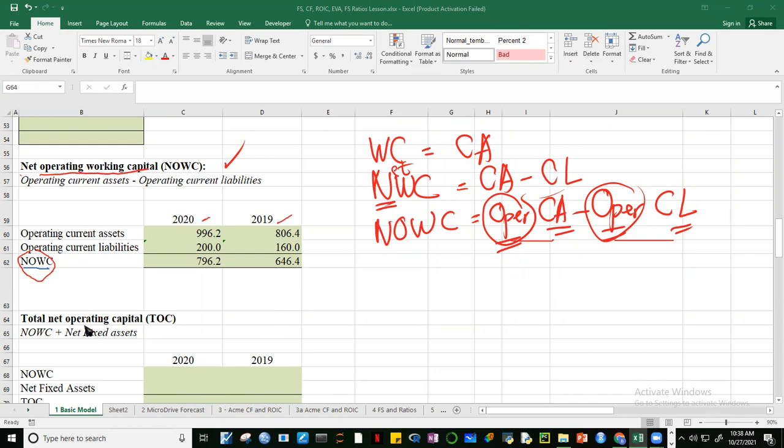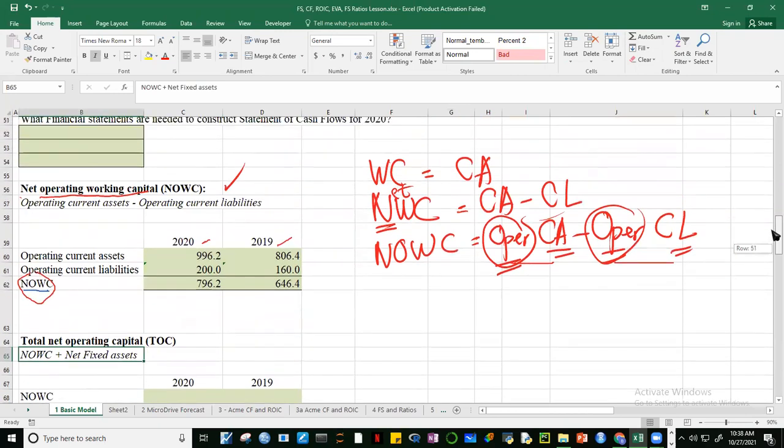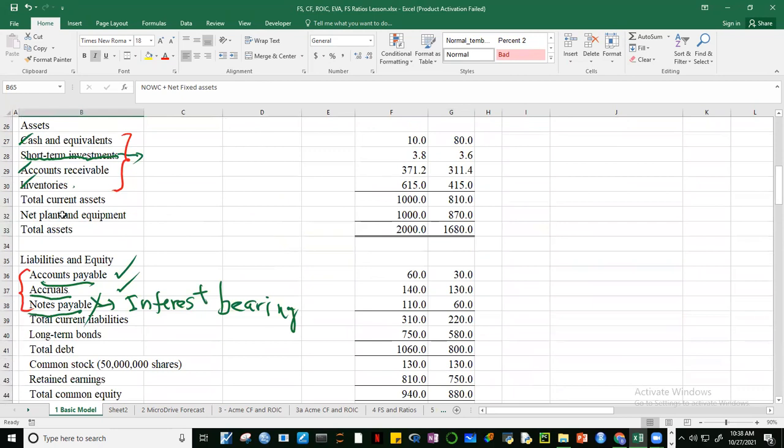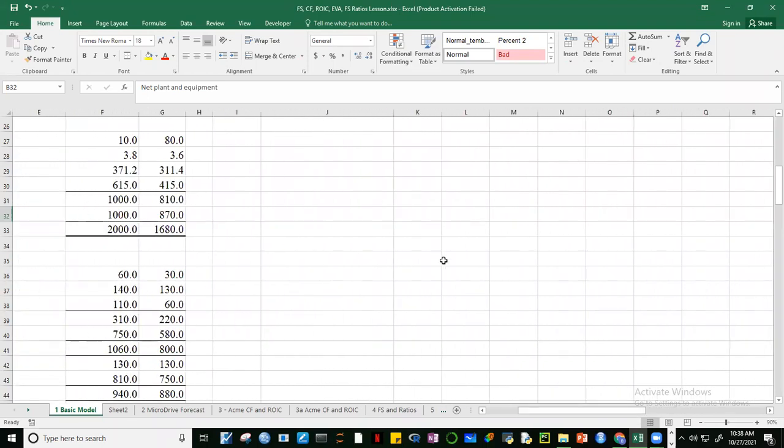The next, guys, is TOC. TOC is net operating working capital plus net fixed assets. Please take note that this is net fixed assets and not gross fixed assets. What are we given in our balance sheet? What we're given in the balance sheet is our net plant and equipment. Now, what did we learn? What did you learn from your accounting subject? How do we generate the net? So this is net PPE, net property, plant, and equipment. How do you compute for the net property, plant, and equipment?